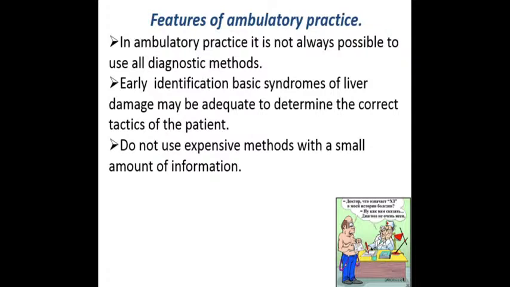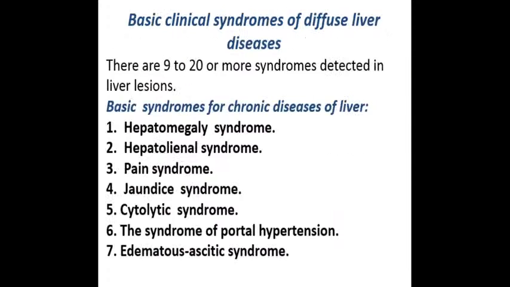Features of ambulatory practice. In ambulatory practice, it is not always possible to use all diagnostic methods. Early identification of the basic syndromes of liver damage may be adequate to determine the correct tactics for the patient. Don't use expensive methods that give a small amount of information. You know that a patient with pathology of the liver may have many different syndromes.